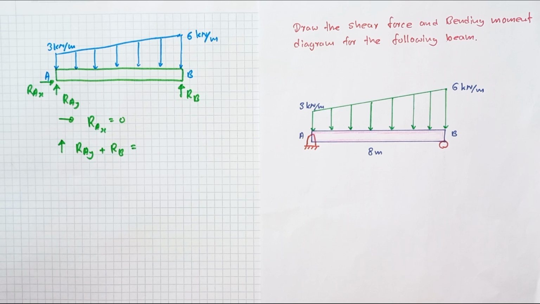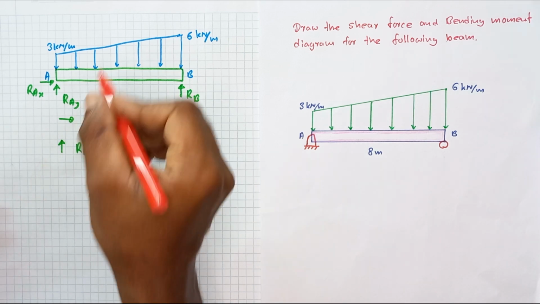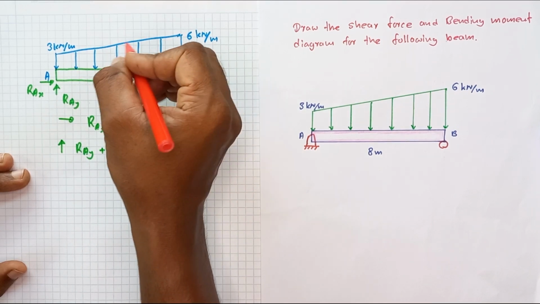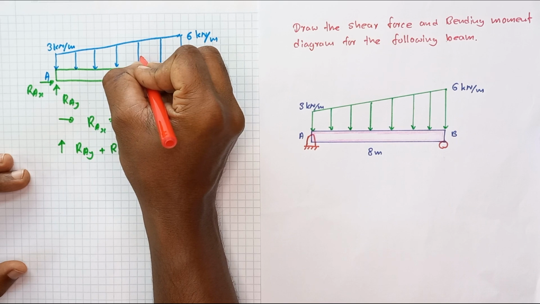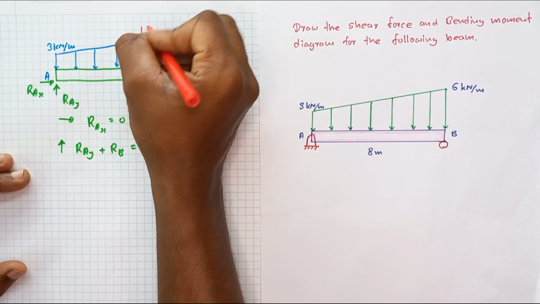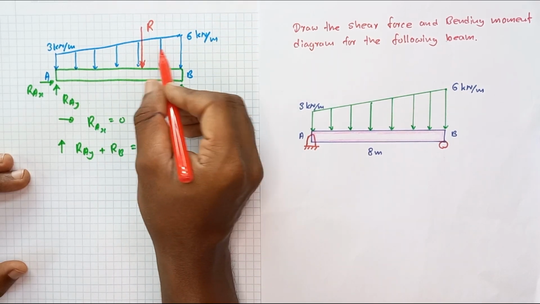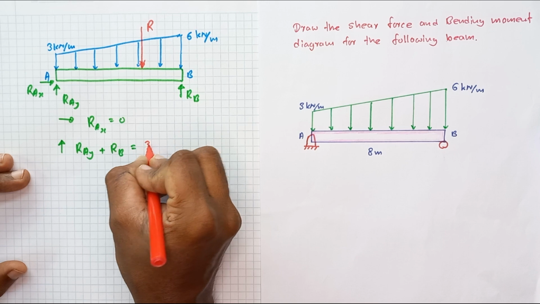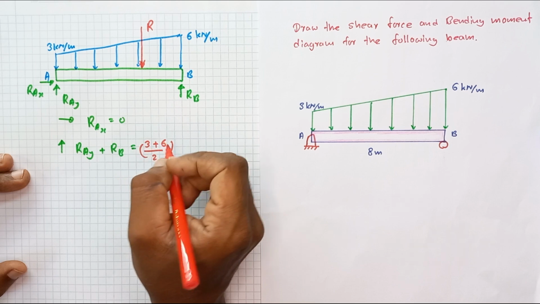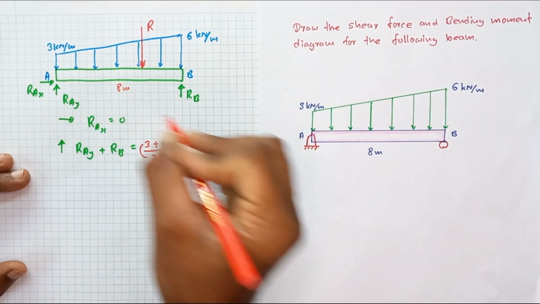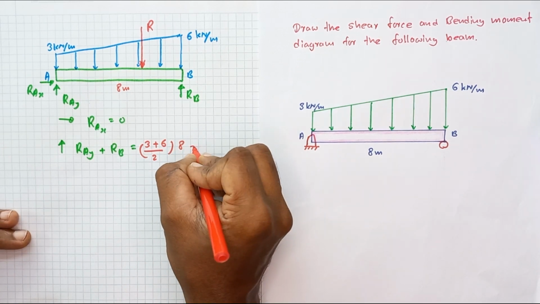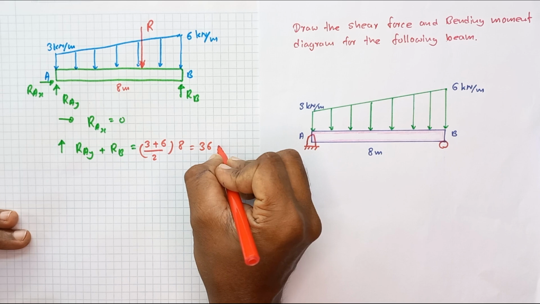How are we finding the resultant of this distributed load? That is equal to the area of this trapezoid. Let me mark this resultant force R. The resultant force we can calculate as 3 plus 6 divided by 2 into the distance between these two parallel lines, that is 8 meters. This value is equal to 36. Let's take this equation as equation 1.